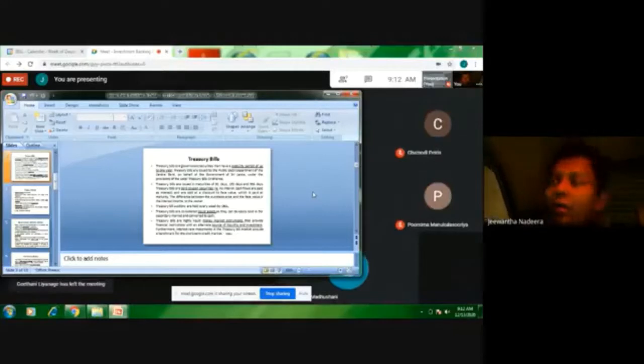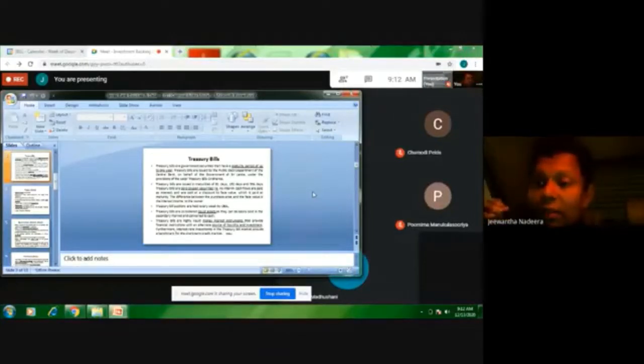Write down the two features. Zero coupon interest. The zero coupon instrument is the treasury bill, and commercial paper is also sometimes zero coupon. So the classic example of a zero coupon or discounted instrument is the treasury bill. Interest is paid upfront. 90 you pay, 100 you are getting. So those are the features of that instrument.